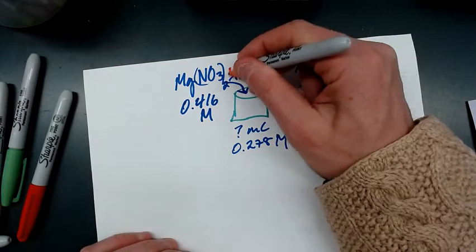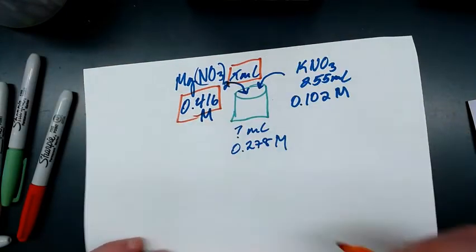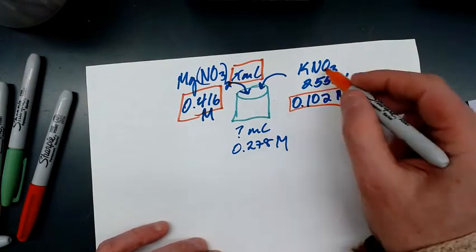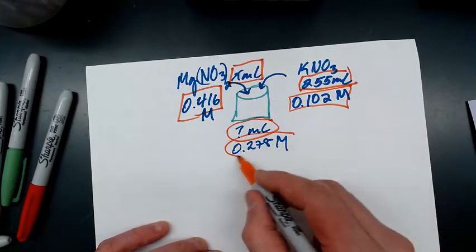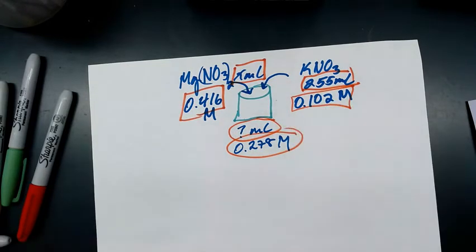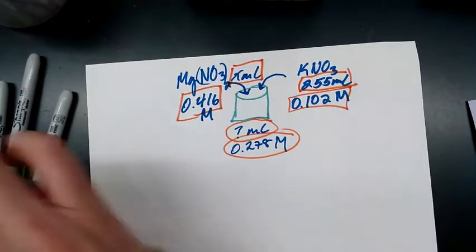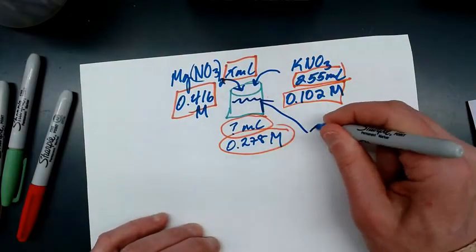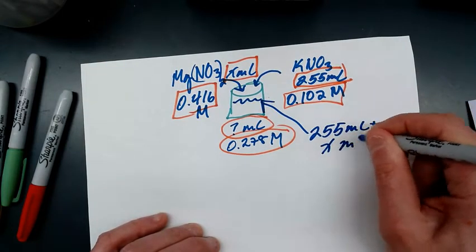So I'm going to box out some things. We didn't know how much we were going to pour in. We did know the molarity of the magnesium nitrate. We did know the molarity of the potassium nitrate, and we also knew how much we poured in. We didn't know the total, but we did know the molarity. Well, we know the total now, right? The total's got to be 255 milliliters plus whatever the X milliliters is.